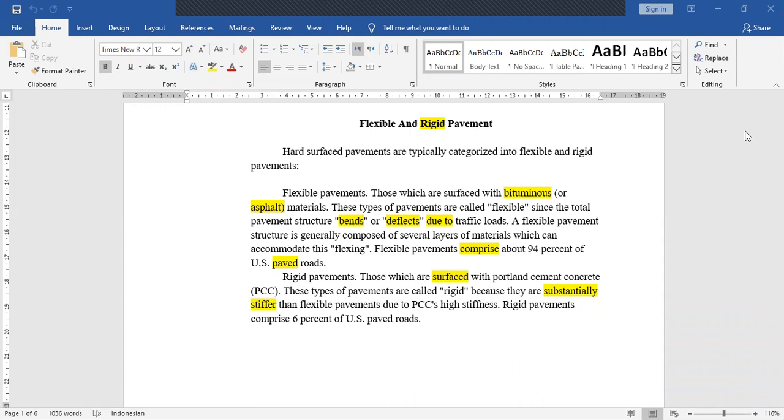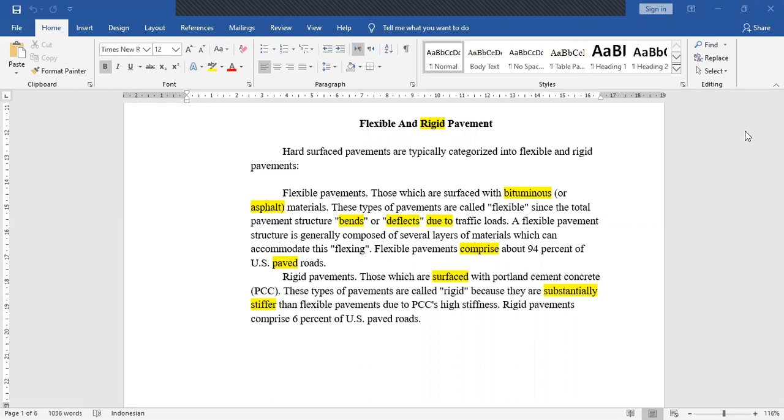Hard surface pavements are typically categorized into flexible and rigid pavements. Flexible pavements are those which are surfaced with bituminous or asphalt materials. These types of pavements are called flexible since the total pavement structure bends, or deflects, due to traffic loads.